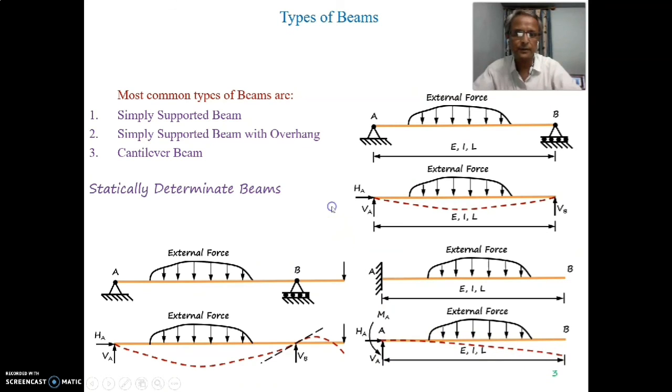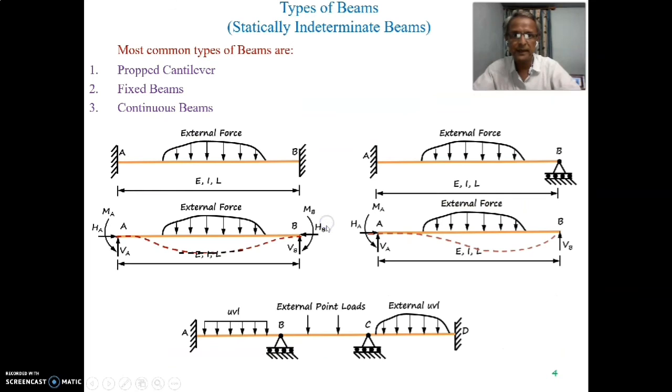These three types of beams are called statically determinate beams. In general, there may be other beams called statically indeterminate beams, and these are propped cantilever, fixed beam, and continuous beams.